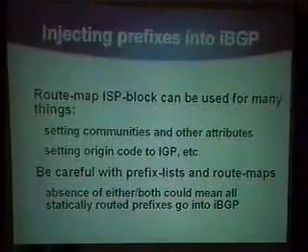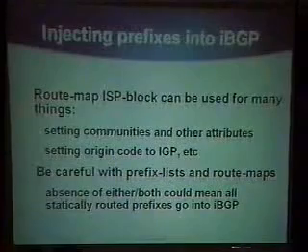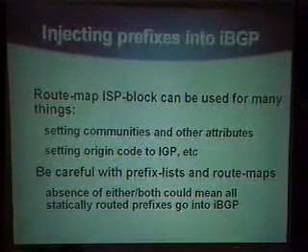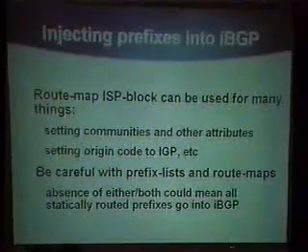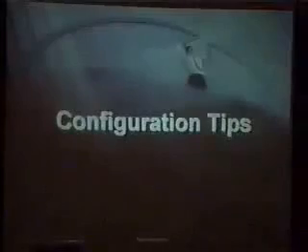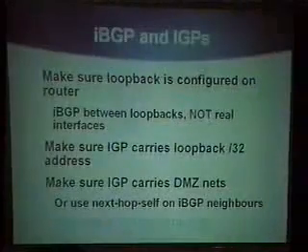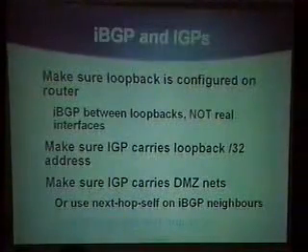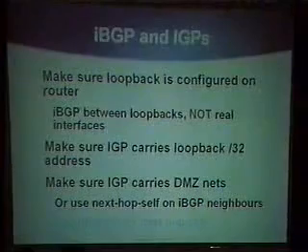Now, what else? Yeah, and this is pretty much what I said. The route map can be used for setting communities and other attributes, setting origin code, and so forth. So just be careful with this. Now, configuration tips. Make sure loopback is configured on the router, run IBGP in loopbacks, as I said earlier.